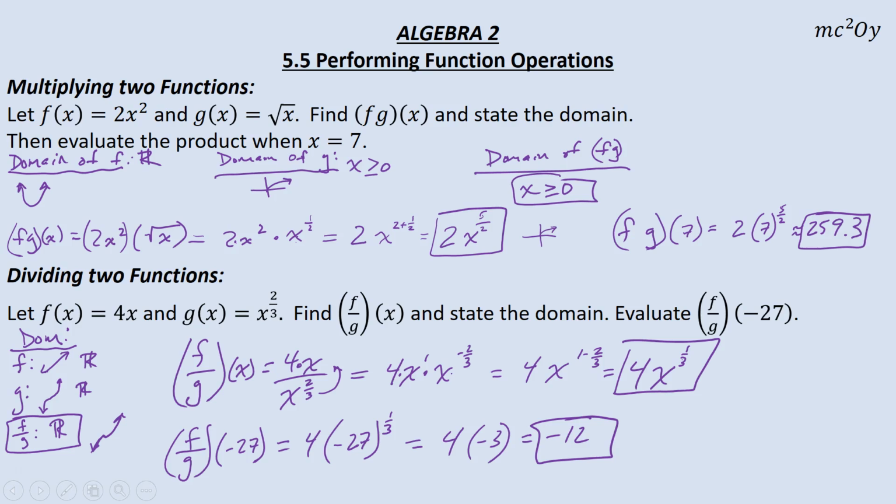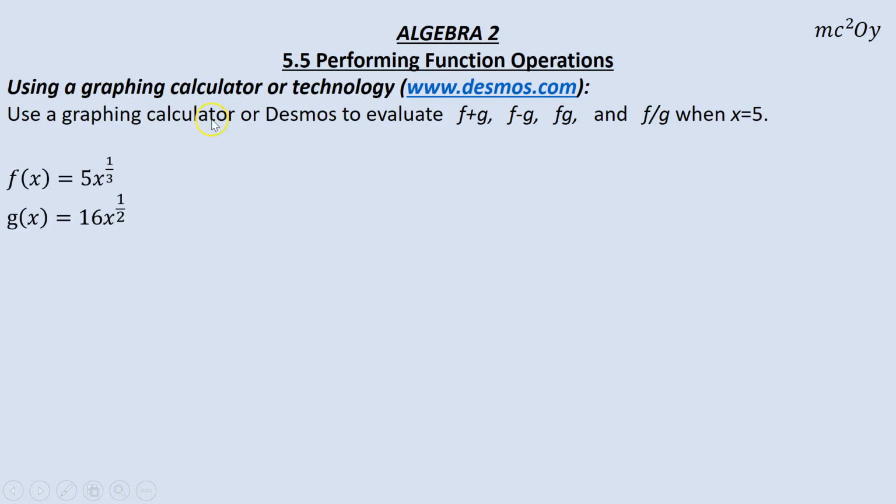Okay, so really our last piece is going to be using graphing calculator technology to evaluate f plus g, f minus g, f times g, and f divided by g when you have a value of x. So I have f of x equals 5x to the 1/3 and g of x equals 16x to the 1/2.